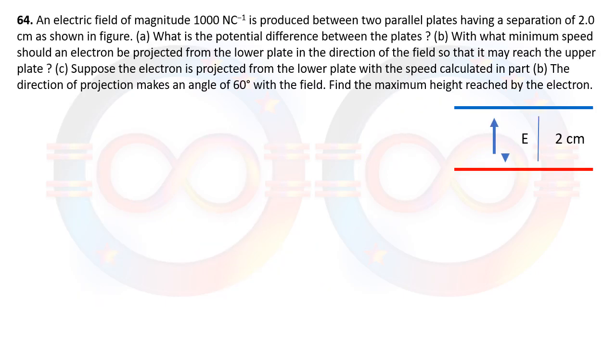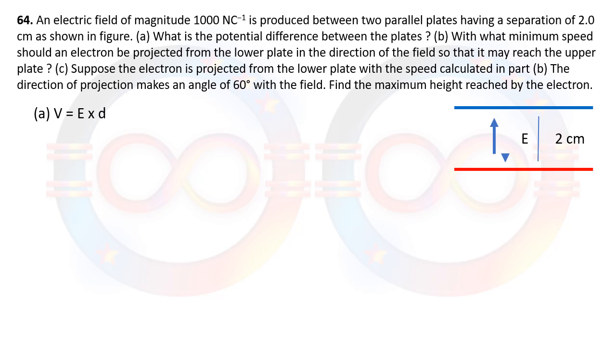Question number 64. There are two plates, one is positive, one is negative, and between these two plates the electric field intensity is given as 1000 Newton per coulomb, and the distance between the plates is 2 centimeter. Question number 1 is, what is the potential difference between the plates?